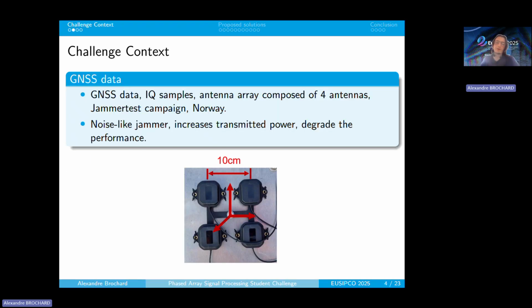So, for the context, basically we have a data set composed of IQ samples. Those IQ samples are collected through an antenna array, which is composed of 4 different antennas. As you can see, there is a picture of the four different antennas at the bottom of the slide. In this context, the antenna array should receive the GNSS signals to compute the position. And we are also going to have jamming signals coming from a jammer.